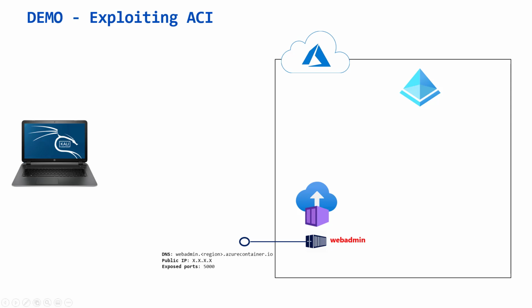So we have a web admin application that's running, that's public. It's exposed on port 5000, and that's the DNS name. It's got a public IP address. So just a normal web admin service. An attacker scanning that, and essentially at this stage detecting a remote code execution vulnerability that exists on that.